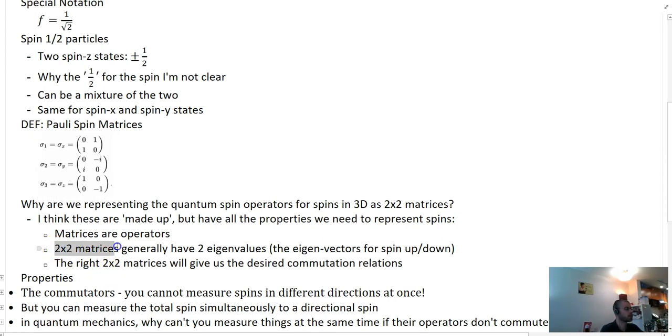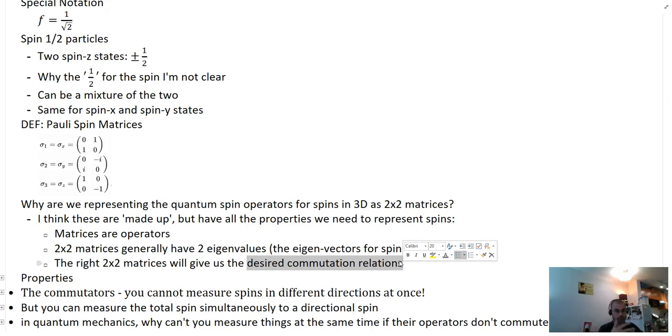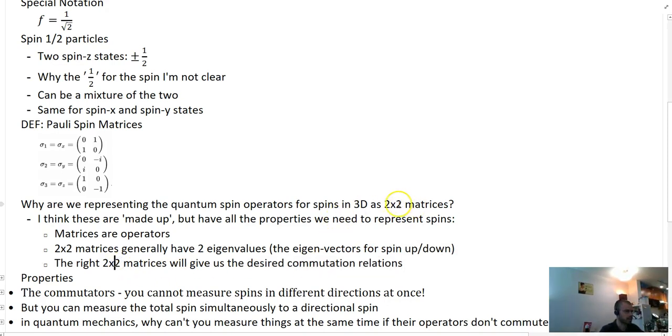Yeah, so 2x2 matrices will generally have 2 eigenvalues, right? Each of these has exactly 2 eigenvalues, plus or minus 1. And if we pick the right ones here, we get the desired commutation relations, which are quite important in quantum mechanics. They have to do with how you can measure stuff simultaneously or not. So I don't fully understand this, but that's some understanding for why it's 2x2. So you get the 2 eigenvalues, the spin up or spin down, in each of the directions.